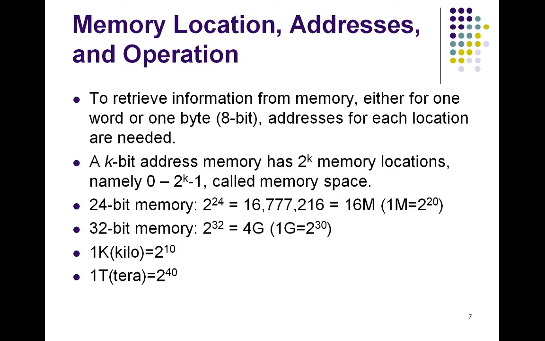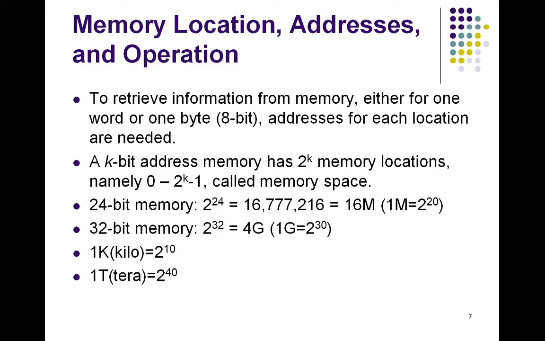Similarly, if the memory address or the address space is of 32 bits, then you can expect 2 raised to 32 different memory locations. So 2 raised to 32 means 4G, where G stands for giga. So 2 raised to 32 means 4 giga locations.